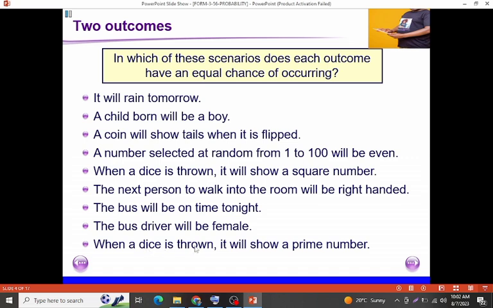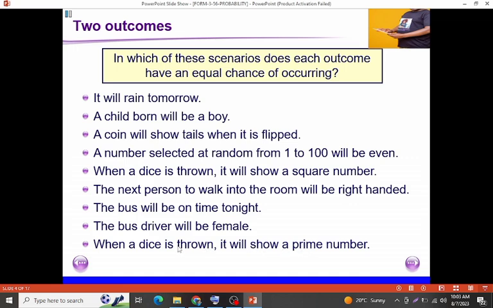When a dice is thrown once, it will show a prime number. Prime number is a number which does not have any other factors except itself and a 1. Numbers like 2, 3, 5, 7, 11, 13, those are prime numbers because they don't have any other factor. You cannot express them as a product of other numbers except the number itself and the 1.